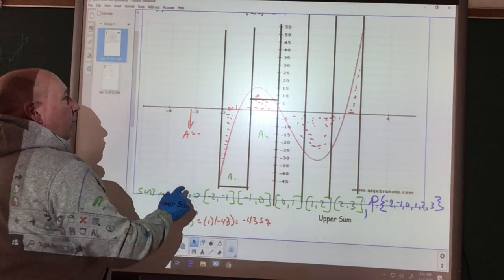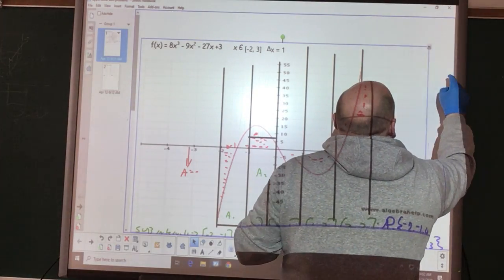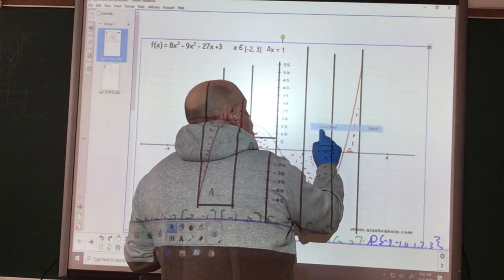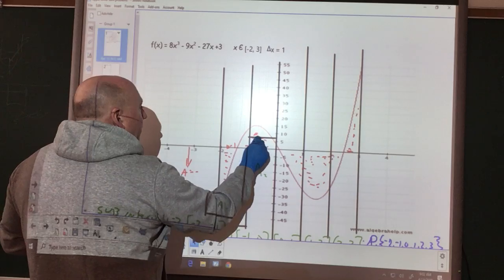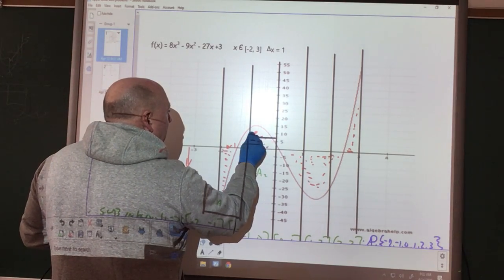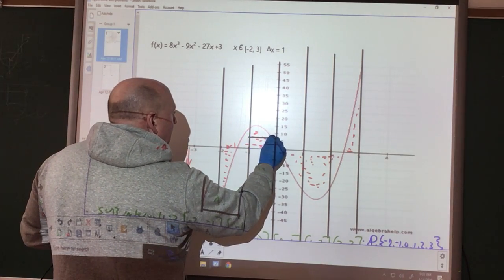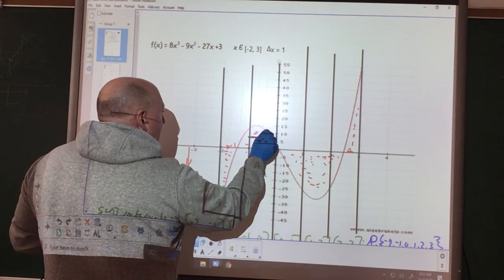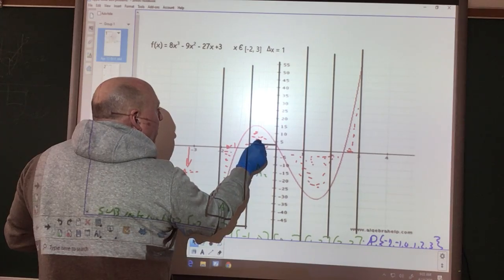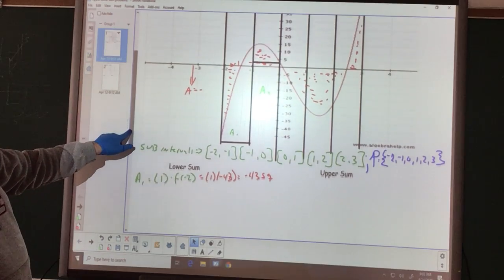Let me do this first. Let me lock this in place. Lock in place, there we go. I have a tough time grabbing my line. There we go. Got my line grabbed. I draw it there, now it's entirely below the graph of the function.